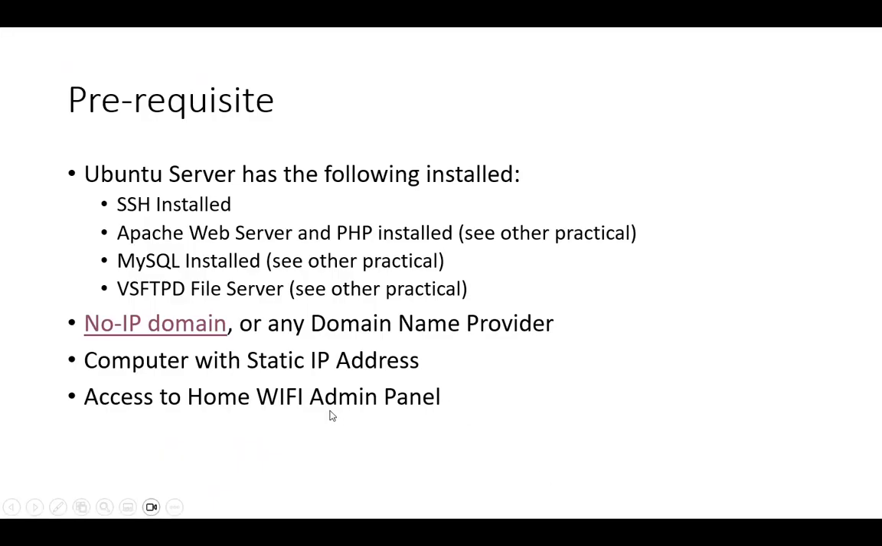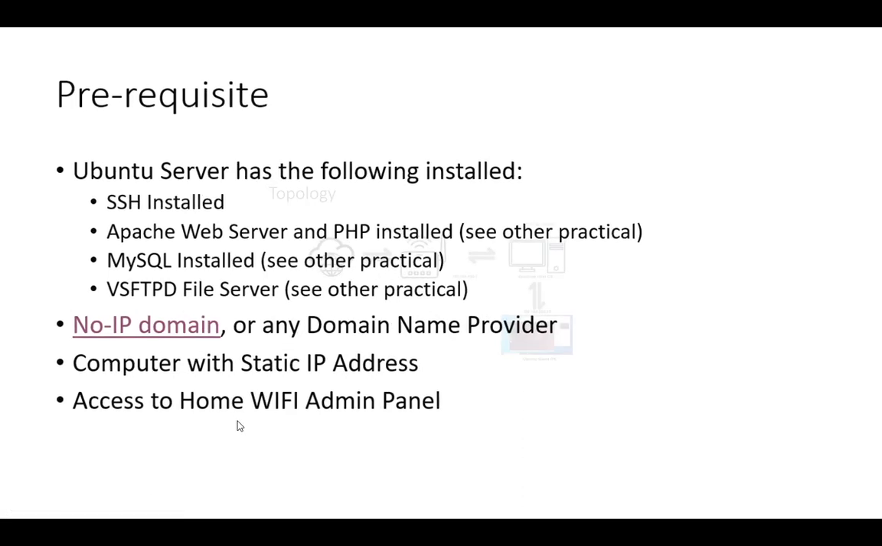And you should have your computer with a static IP address because we will be doing port forwarding later. It is suggested that your local machine have a static IP address so that the port forwarding will be stable. And then of course you should have access to your home Wi-Fi admin panel.